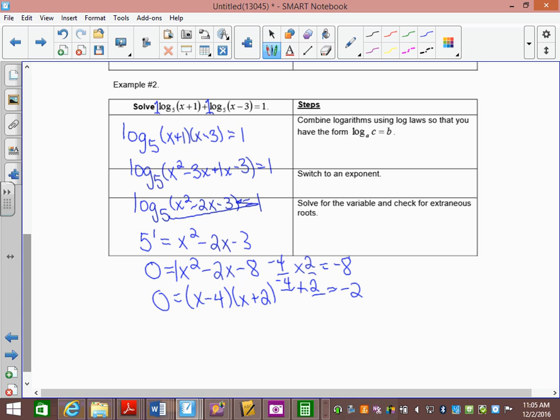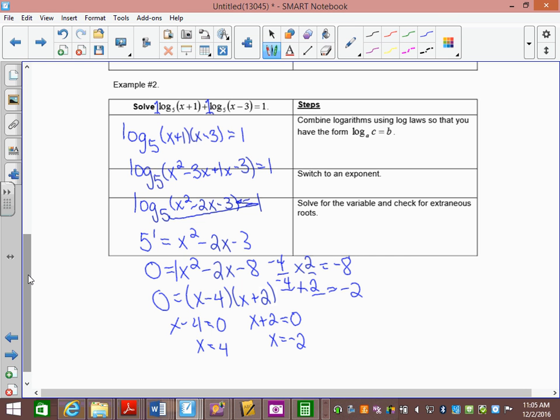And then you have to solve them. X minus 4 equals 0, x equals 4. X plus 2 equals 0, x equals negative 2. What do I tell you you have to do? Check, check, check. So I take the 4, I plug it in. 4 plus 1 is 5, we're good. 4 minus 3 is 1, we're good. It's positive.